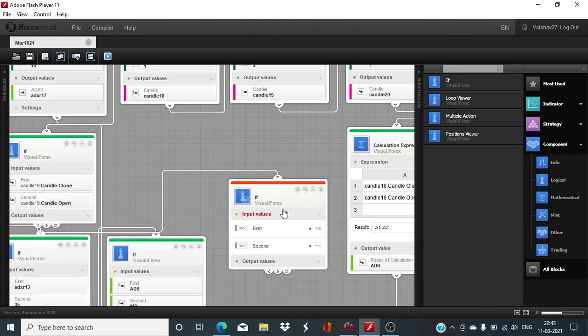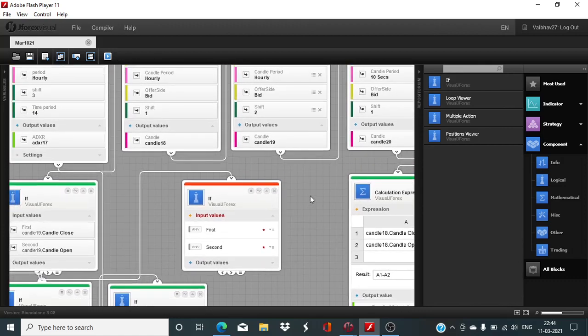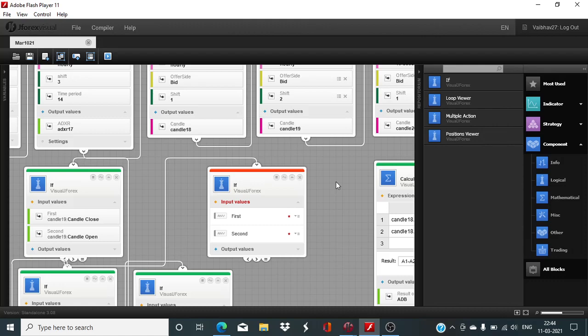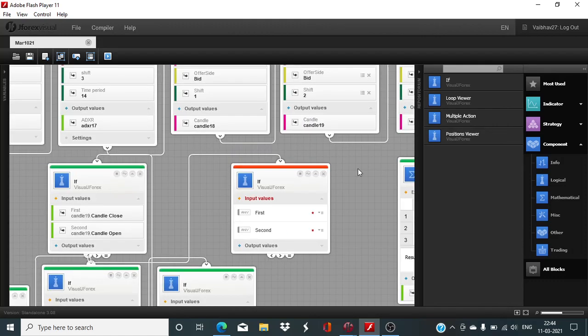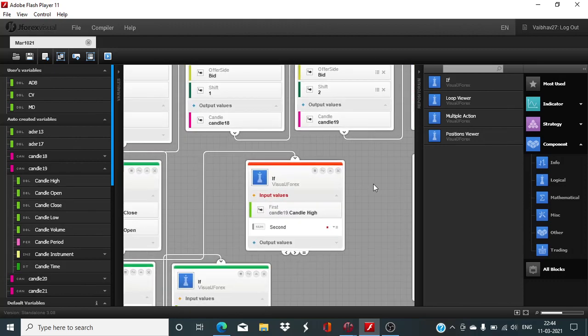and also we want enough of momentum, and for that we need candle 18's close to be above the candle 19's highest value. So again we need to do the comparison. Candle 19 candle high needs to be less than the candle 18's candle close.